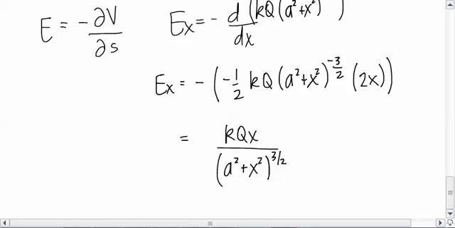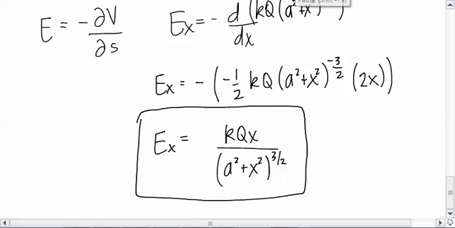Look back in your notes. What was the electric field at the center of the ring? So pretty cool. We can find the electric field by taking the partial derivative of the electric potential.